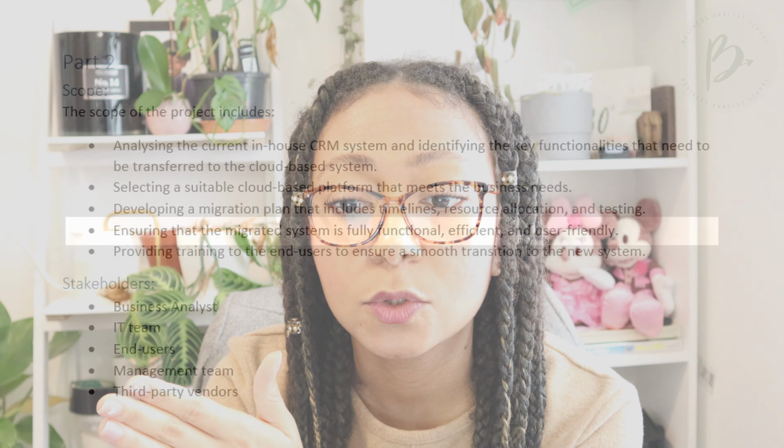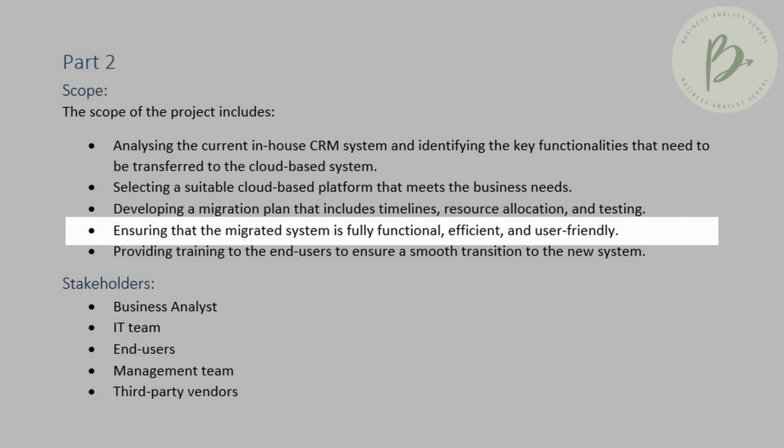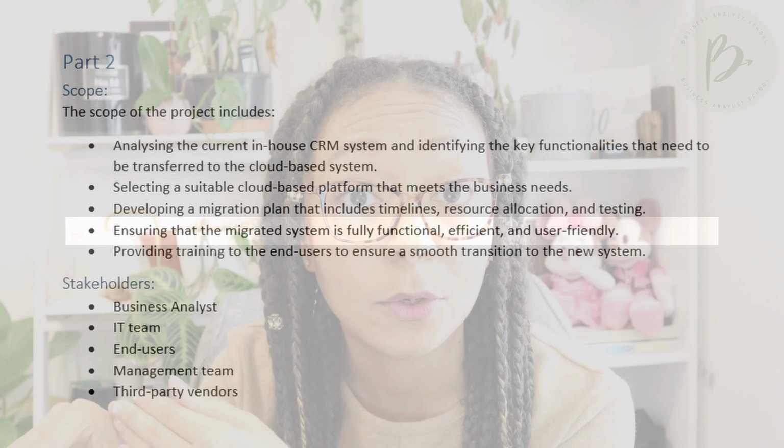The fourth scope is to ensure that the migrated system is fully functional. This is a very, very important aspect of it. We need to ensure that the system we're migrating to is fully functional, efficient, and user friendly. It meets our high level requirements, which will fit to our low level. So these are all sort of common sense things. Maybe because I'm speaking from experience, but I feel like they are common sense things to think about within scope of any project.